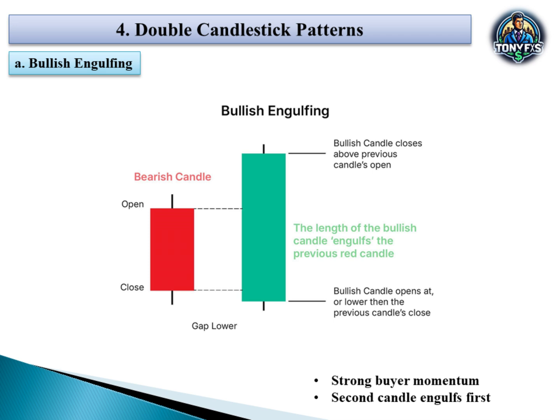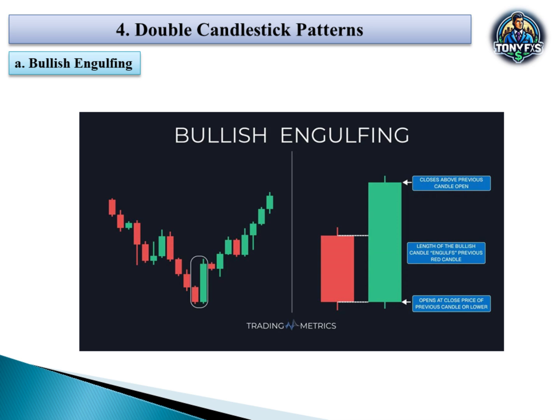This one is a double candlestick pattern. How does this happen? This pattern happens when a small bearish candle forms first. Remember, there are two. So a small bearish candle forms first, then a large bullish candle completely engulfs it.